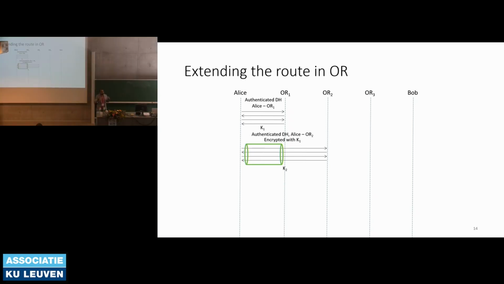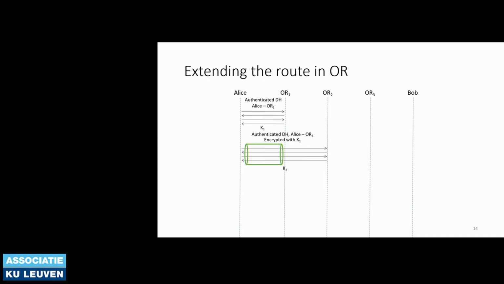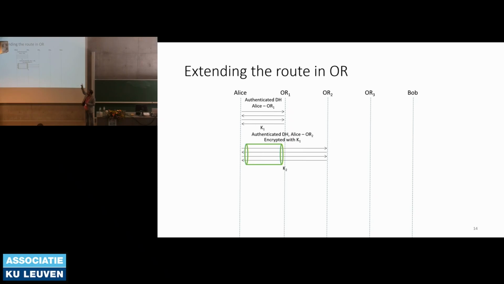And when Alice wants to extend the circuit to onion router 2, what would Alice do? Using this authenticated and encrypted channel with onion router 1, Alice will send a packet which says extend. The information that onion router 2 sees is extend, but the rest of the packet is basically a packet for Diffie-Hellman key agreement with onion router 2. And since these onion routers are publicly known, Alice knows the public key information for onion router 2. It's difficult for onion router 1 to become a man in the middle.